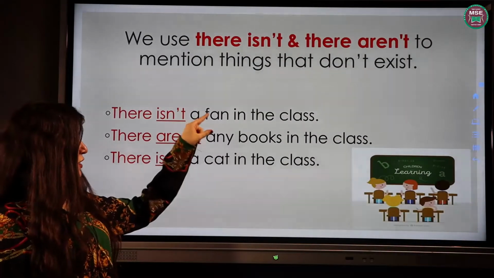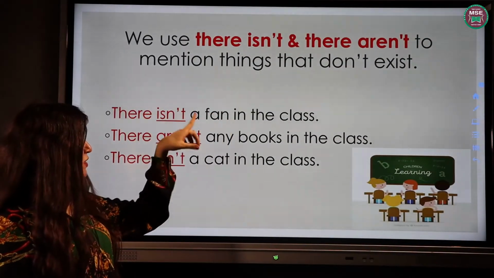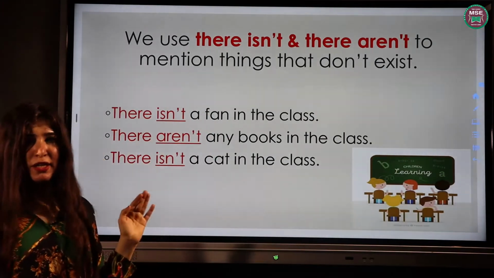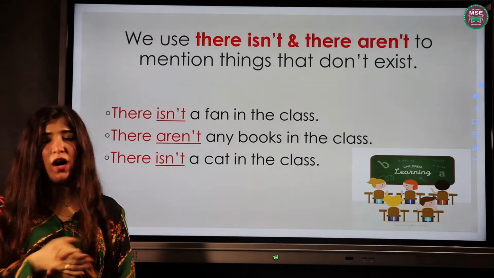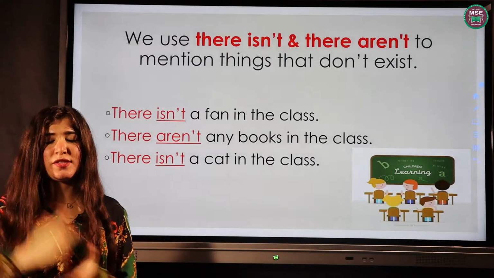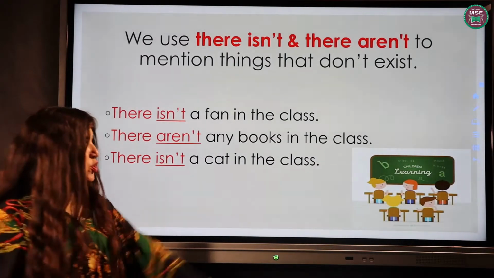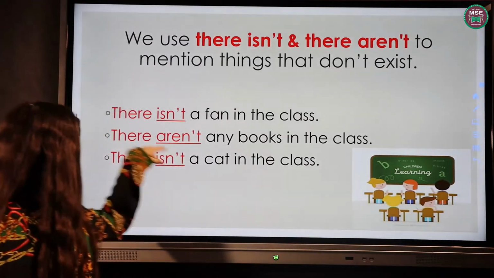We use there isn't and there aren't to mention things that don't exist, like inside the class. Is there a cat inside the class? No, there isn't. Are there any lions inside the class? No, there aren't. So look at the picture and let's see.